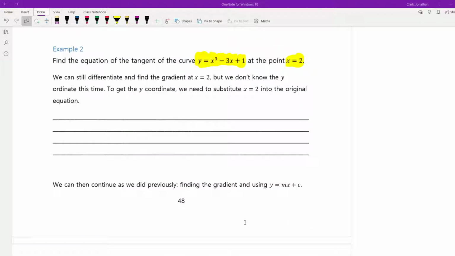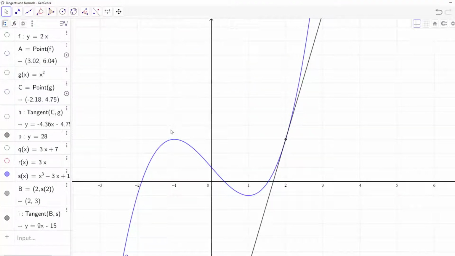So here's the second example of finding the equation of a tangent. This time we've got the curve x cubed take away 3x plus 1, but rather than having a coordinate, we just have a single x value, which is x is 2. Now I've made a little diagram for this. It looks like this. So you've got your S-shaped cubic curve. You've got a tangent happening at x is 2, but we don't know what the y coordinate is.